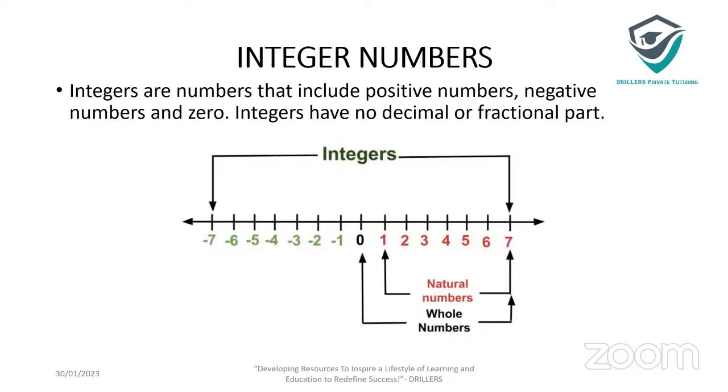If you go back to our video on classification of numbers, you would know that integers, as the definition says, include positive numbers, negative numbers, and zero. So natural numbers and whole numbers are part of the integer system, or the integer category.